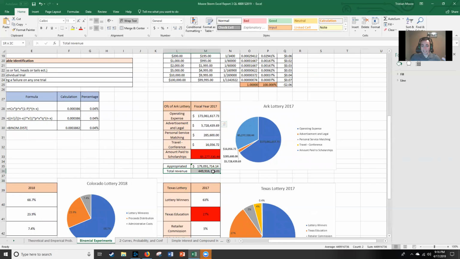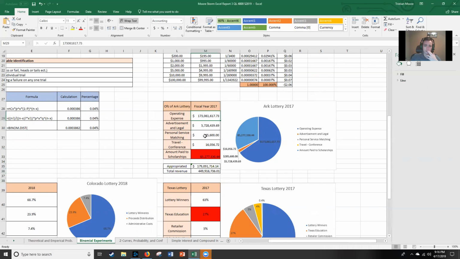I couldn't find any exact numbers of where the rest of this money went. When I went to the website, and this actually came from this Arkansas State website, but for Arkansas Lottery, what is appropriated for that division is $179 million. But the total revenue is almost $450 million.